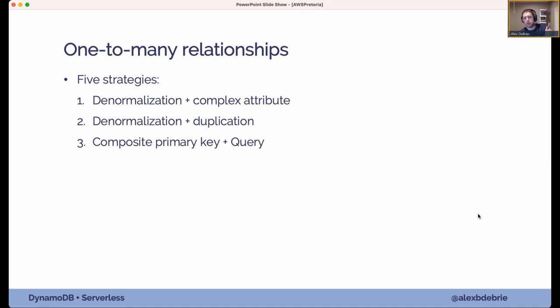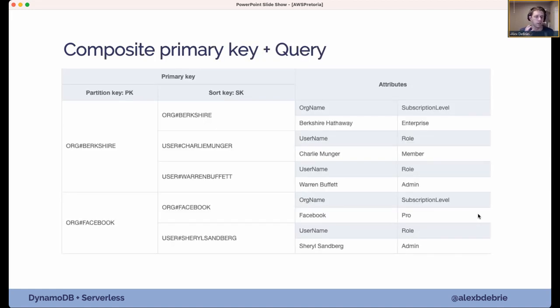So the first two strategies were both denormalization strategies. The second ones are more specific to DynamoDB. This one's composite primary key plus a query, right? And this is one we already took a look at, but imagine you had an access pattern where someone wanted to fetch all the users for an organization. As part of that, there's information on the organization item itself that you want to enrich onto each user to give them some information about it.